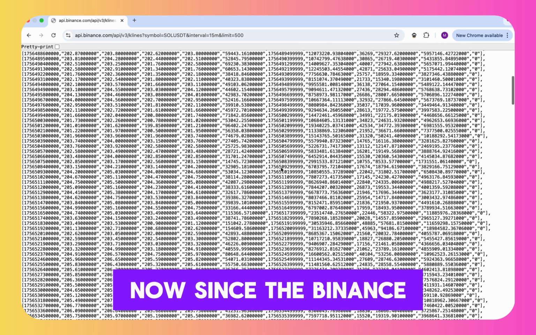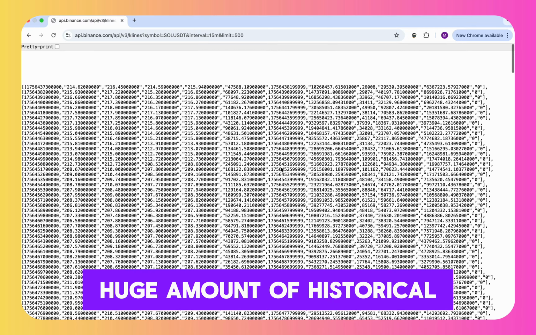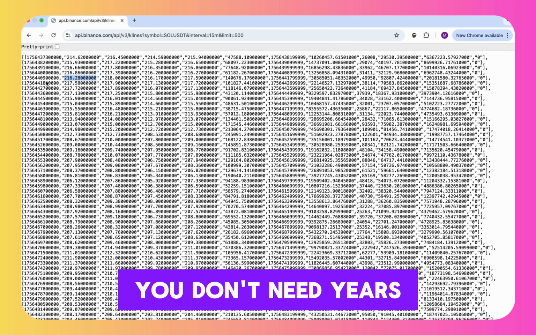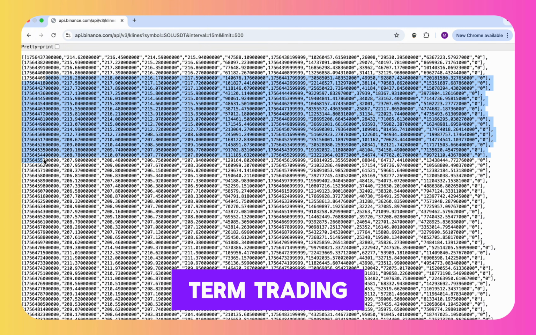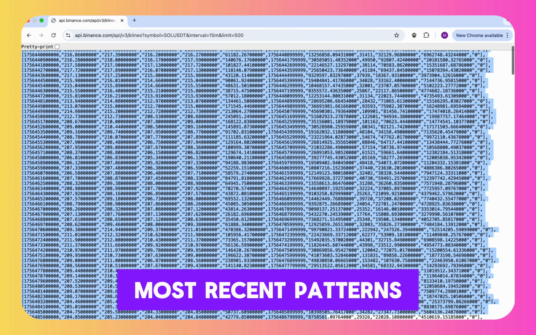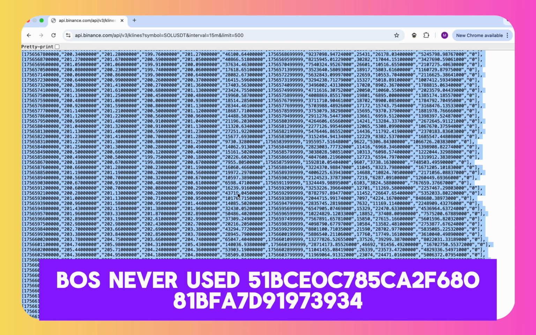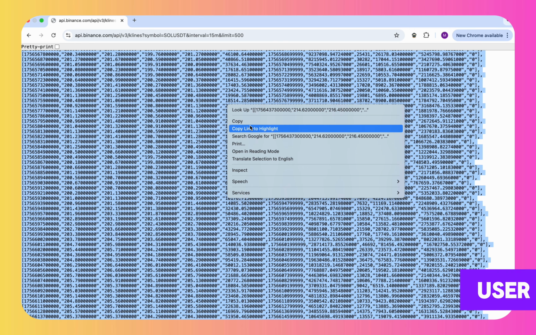Now, since the Binance API can deliver a huge amount of historical data, it's usually better to keep the limit smaller. You don't need years of history for short-term trading, you just need the most recent patterns. This helps Cursor analyze the freshest price movements and generate more realistic predictions for your next trade.